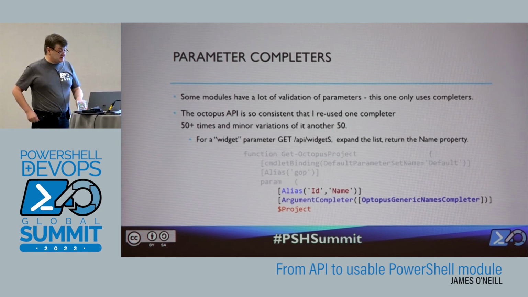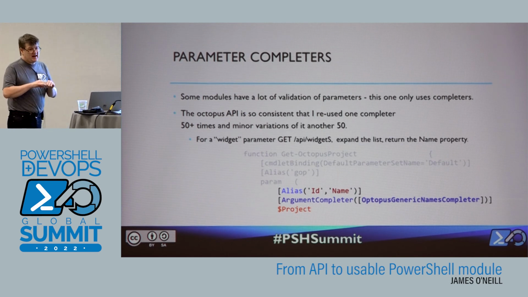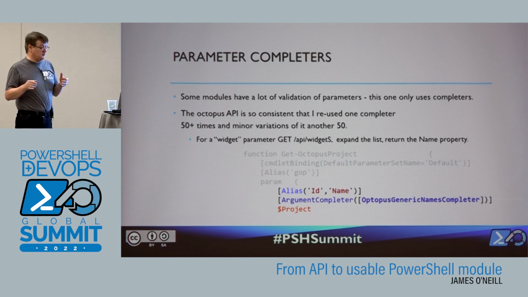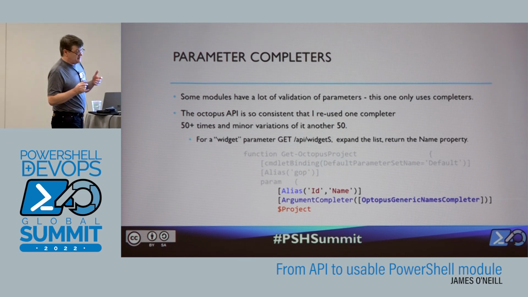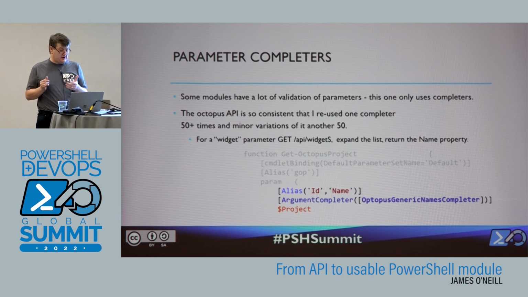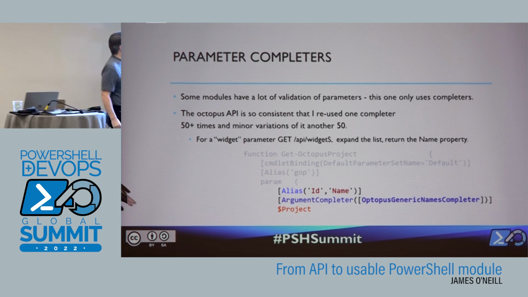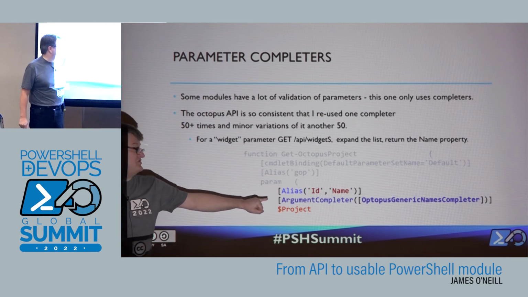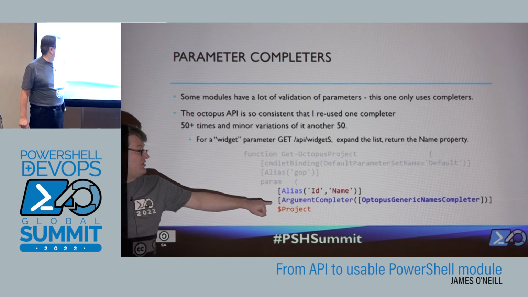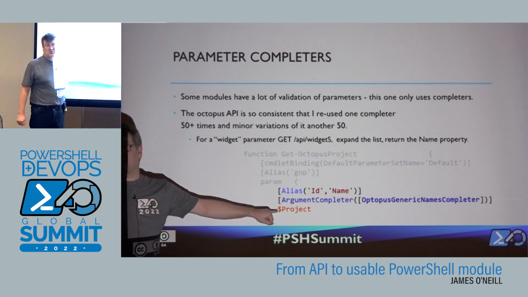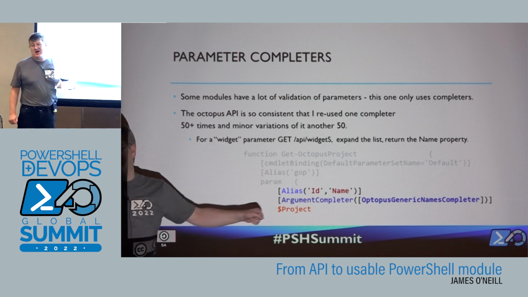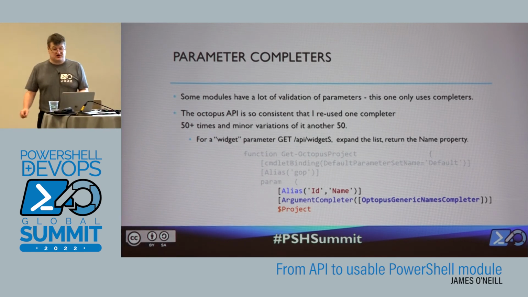So parameter completers. This module makes really heavy use of parameter completers, and the API is so similar from one task to another that we're able to just reuse the same completer for each one. I've created this generic completer, sorry for pointing at the screen, and that generic completer says, I can see I'm a completer for a project parameter, therefore I'm going to go and query projects.